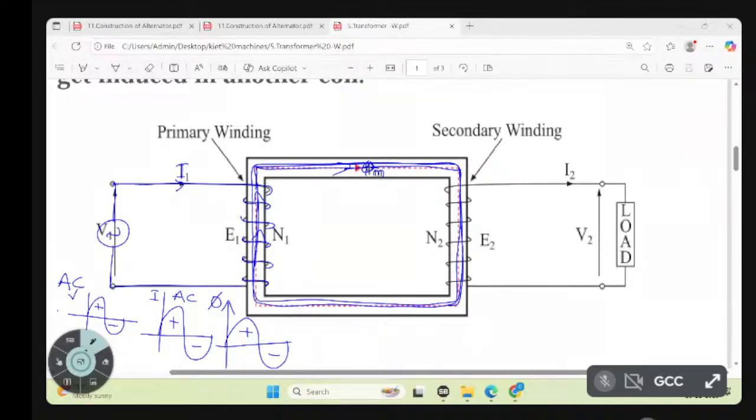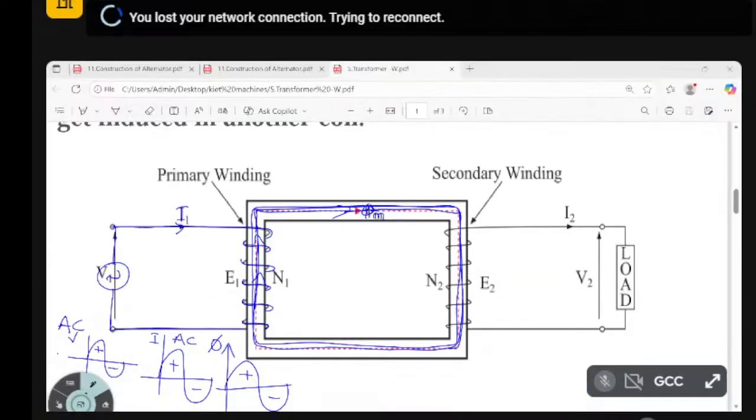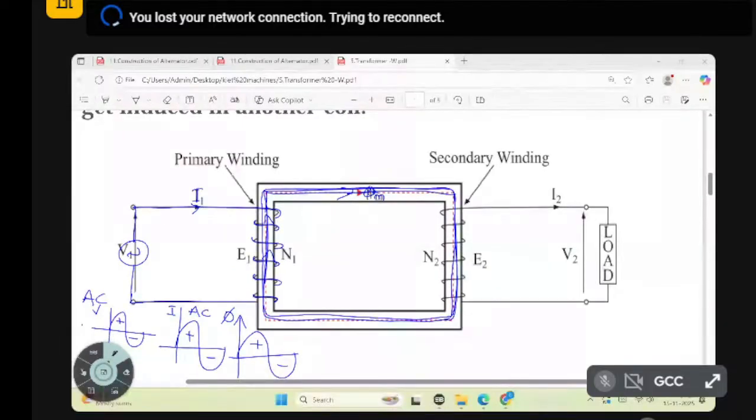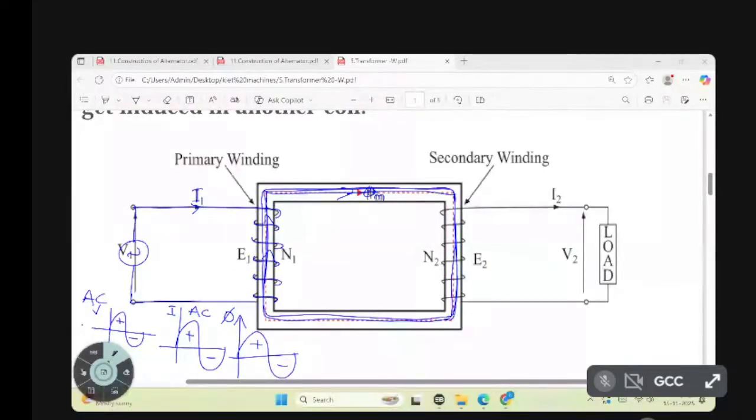Okay, the applied voltage is AC, the current flowing in the winding is AC, and the flux set up in the core is also AC. This alternating flux, which is changing with respect to time, is capable of establishing an EMF in the winding. So immediately EMF will be induced in the winding. This is called E1.